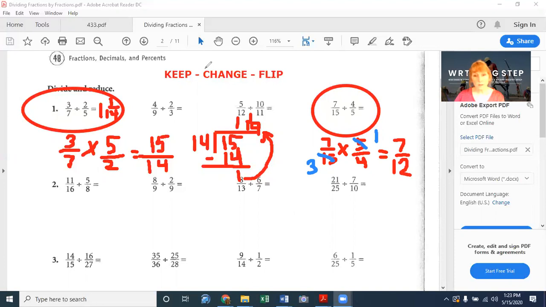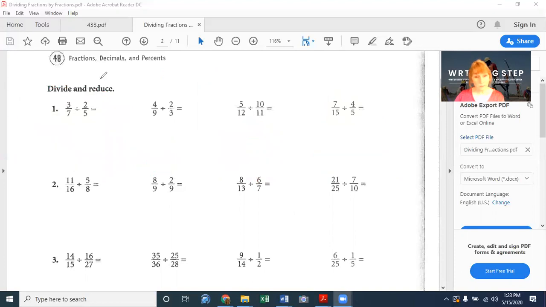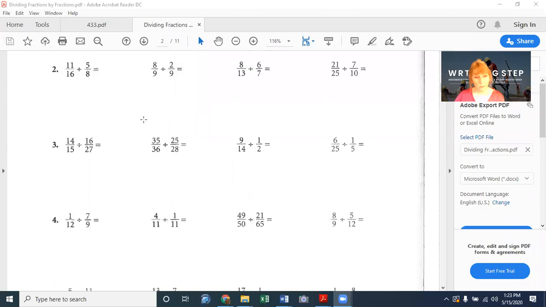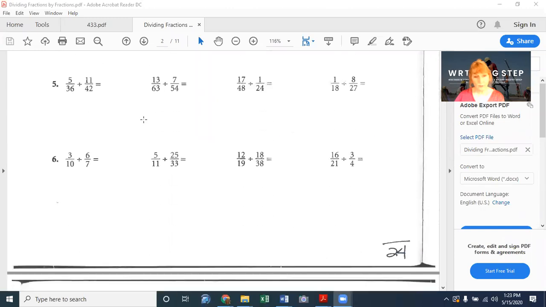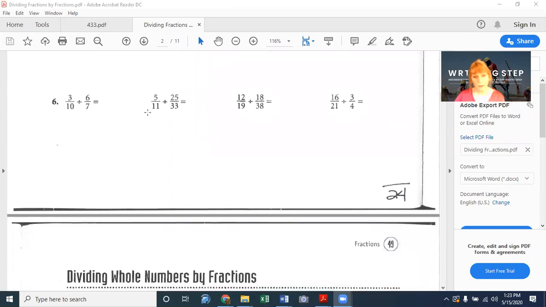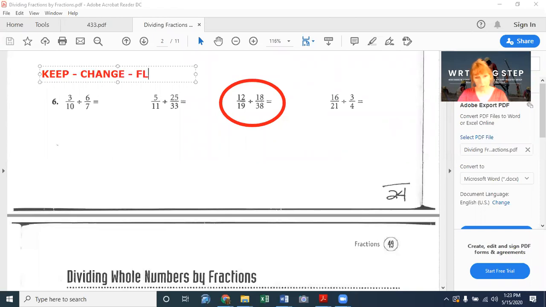Let's go on and try a few harder ones. Let's get a little bit harder here. Let's go down to row 6 and give a couple of those a try. Let's try this one right here. 12/19 divided by 18/38. So if I was going to do that, I'm going to keep following my rule. So let me put the rule back here. Keep, change, flip. So I'm going to keep the first fraction.